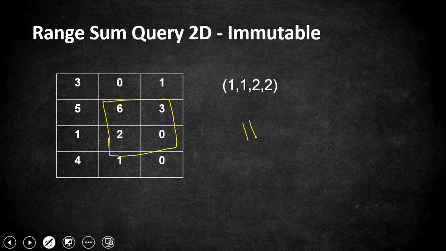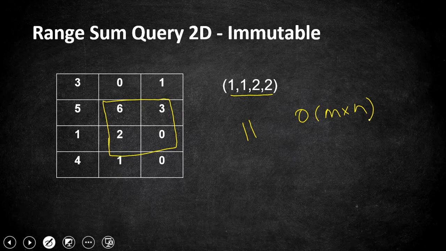Now if we approach it in the brute force way, then we have to iterate over the given number of rows and columns, add each value and return the result. And that is going to take O(m × n) time complexity, where m and n are the number of rows and columns in the submatrix.